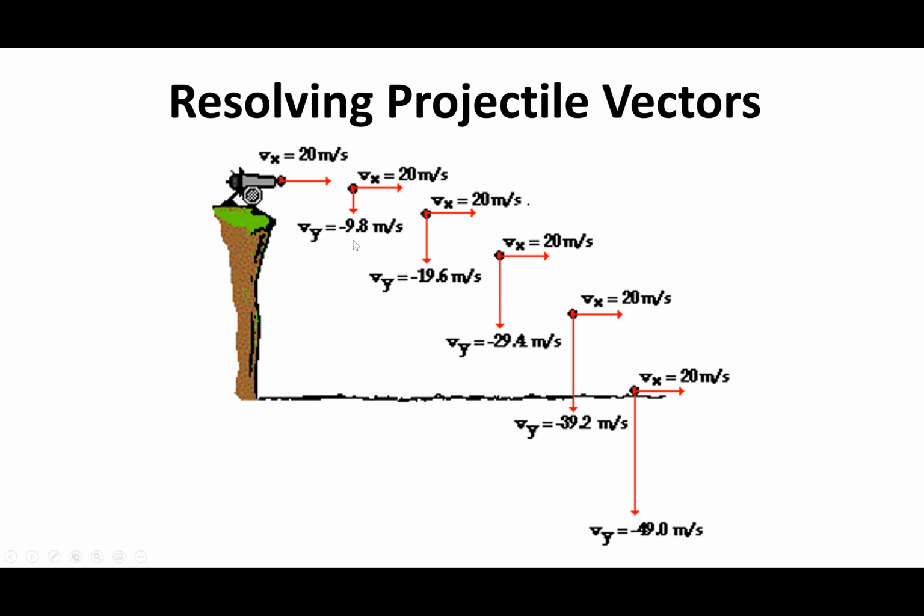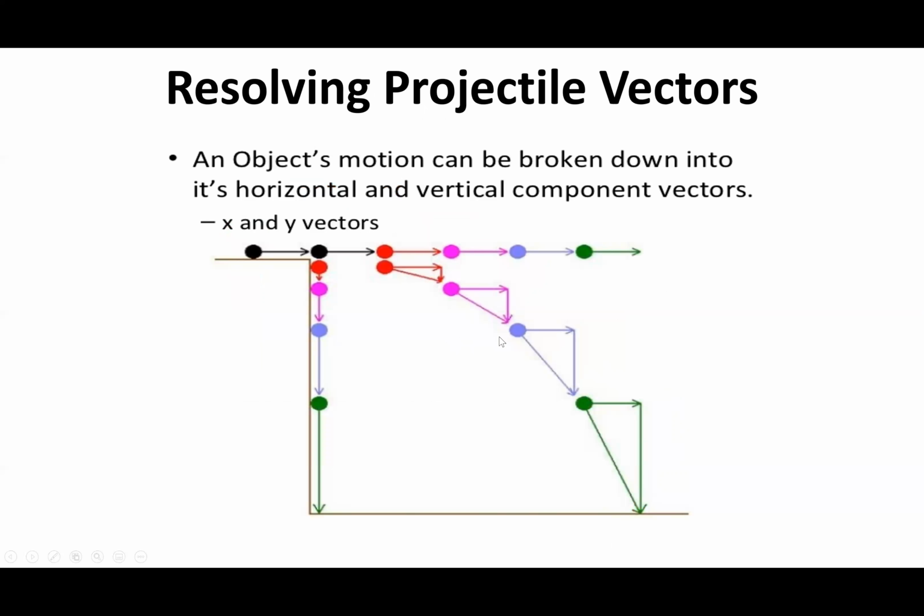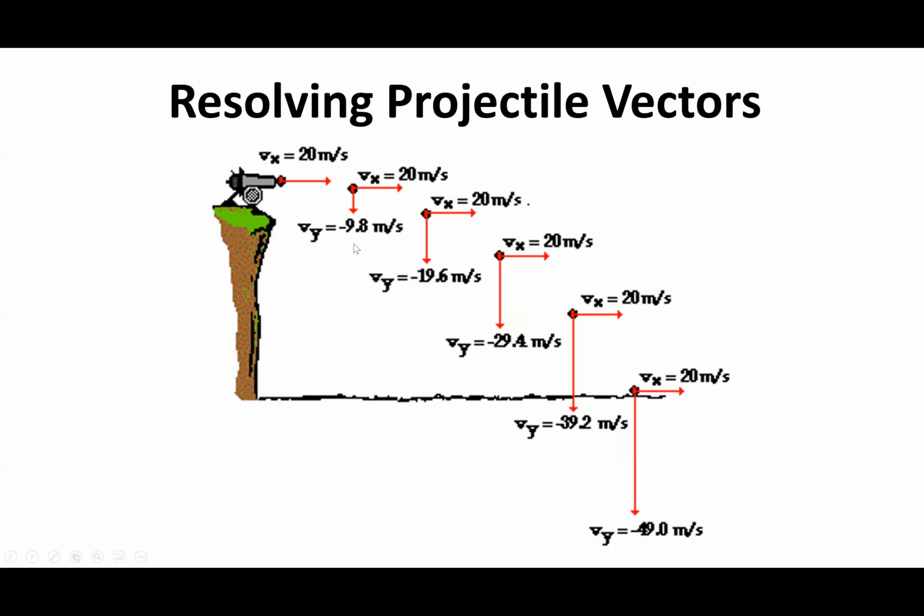But 1 second later, it's going to be going negative 9.8. And 2 seconds later, it's going to be going negative 19.6. And 3 seconds later, it's going to be going another negative 9.8 added on. So you can see horizontally, the component is constant, and vertically, the component keeps increasing because of the acceleration due to gravity. So you can think about it as a sequence of triangles, or you can just think about it as the x and y components of the velocity.